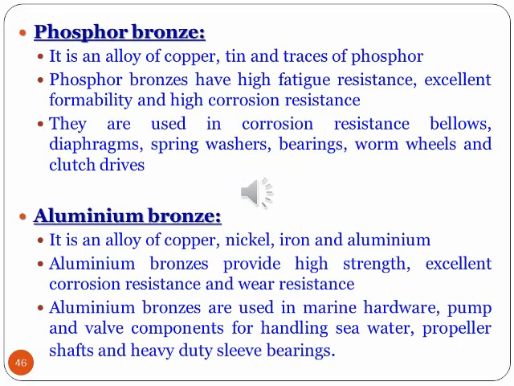Next is phosphor bronze. So it is an alloy of copper, tin and traces of phosphor. So phosphor bronze has high fatigue resistance, excellent formability, high corrosion resistance. They are used in corrosion resistant bellows, diaphragms, spring washers, bearings, worm wheels and clutch drives.